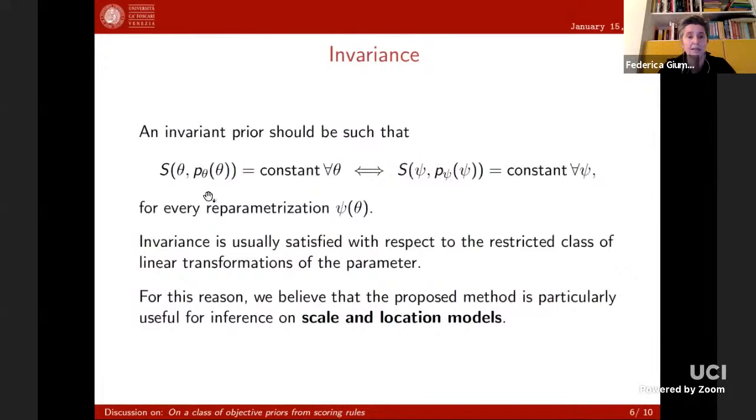I think that in order to obtain invariant prior densities, the scoring rule that we use should satisfy this condition: if p theta is the prior that we obtain by setting s equal to a constant in the parameterization theta, then if we change the parameterization, the result of putting the scoring rule equal to a constant should be exactly the transformed density of p theta in the new parameterization.